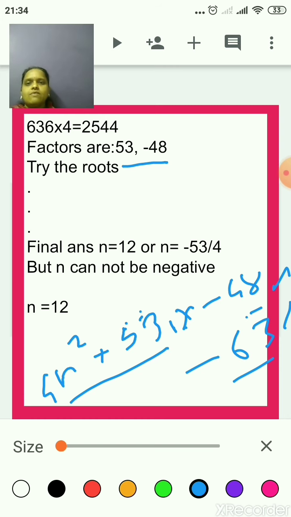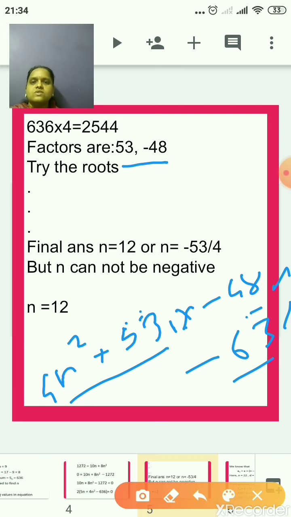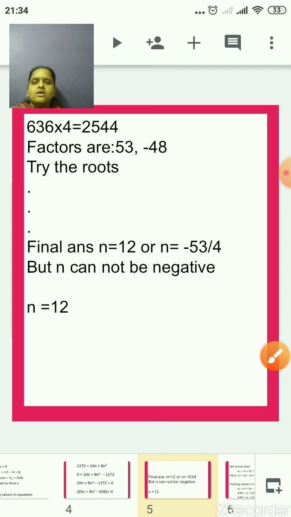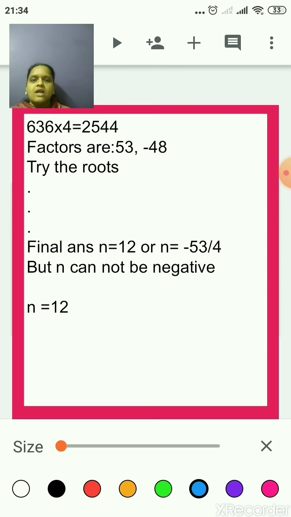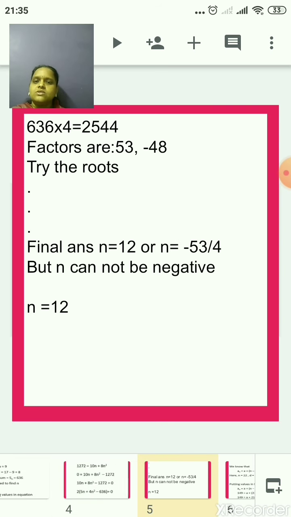I have purposely given dot dot dot. You know how to split the middle term and how to find the roots of that. We have already done this in 9th standard. So you will get the final answer as n equal to 12 or n equal to minus 53 by 4. But what is n? N is the number of terms in the sequence. It cannot be negative. Number of terms cannot be negative. Therefore, we can say the final answer n is nothing but 12.